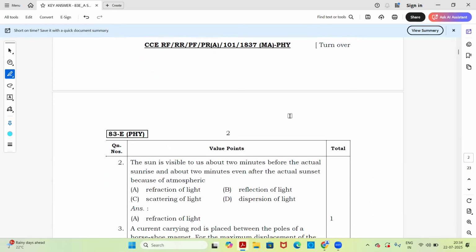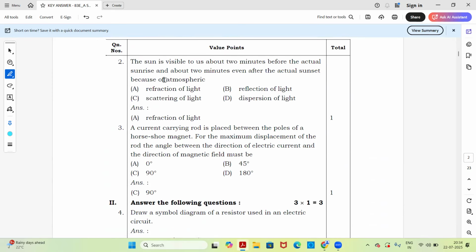Okay, now coming to the second question. The sun is visible to us about 2 minutes before the actual sunrise and about 2 minutes even after the actual sunset because of atmospheric. So you have to select the right option. The right option here is refraction of light.